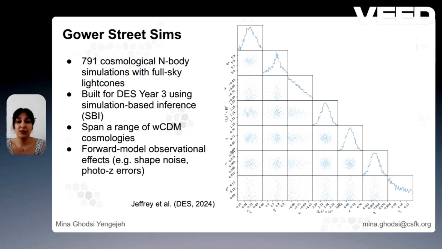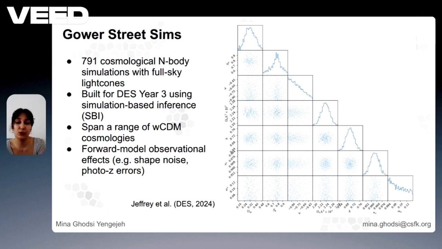As I mentioned, it's an n-body simulation. It's full sky. It provides different light cone slices. It has 791 different cosmologies. First, it was built for the Dark Energy Survey using simulation-based inference. It has 7 different cosmological parameters: omega m, omega b, h, n s, neutrinos, and sigma 8. And they also use forward modeling, so they added more realistic observational effects to this.